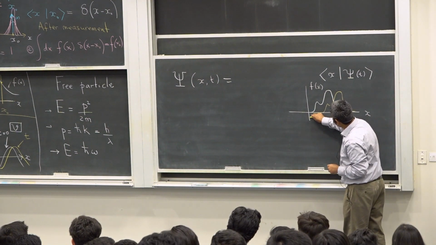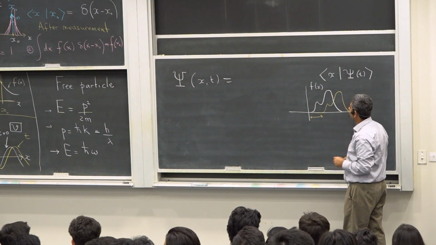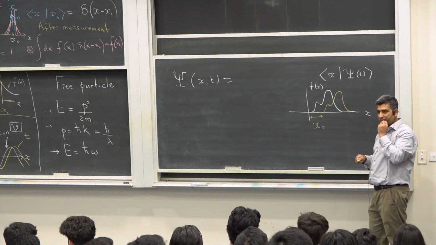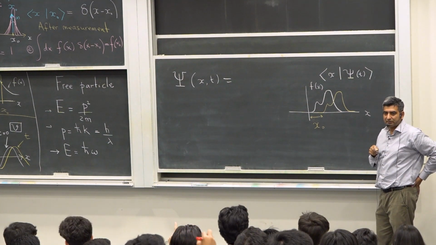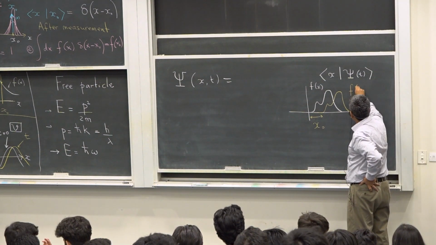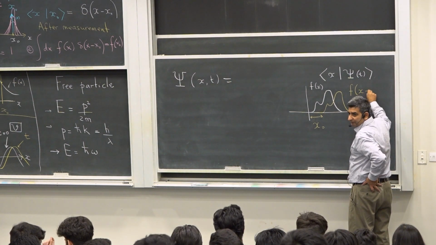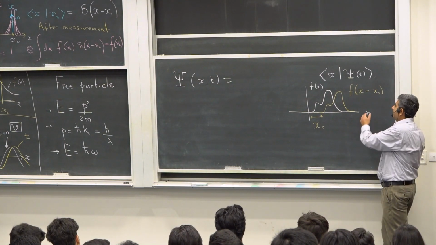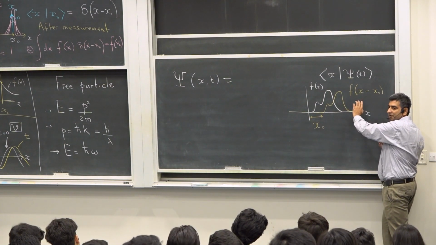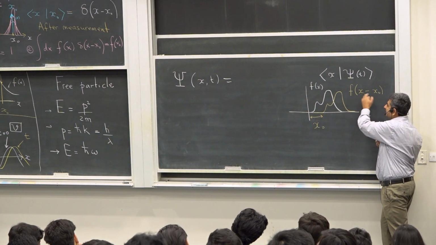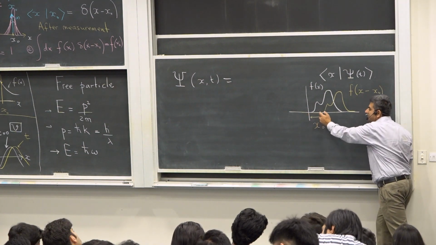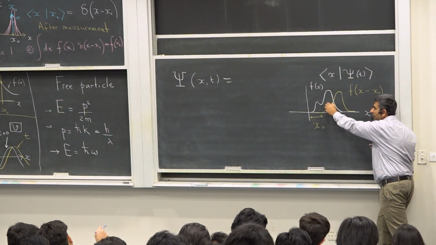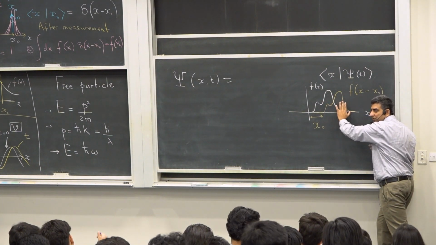So if this shift is, say, x naught, what does the yellow function look like? How can I write the yellow function? F of x minus x naught. Good. So I advance to the right, this becomes the same function but with x minus x naught. In other words, the origin has changed. Instead of x, I now have x minus x naught, and all the values will be correspondingly equal if I shift the origin.